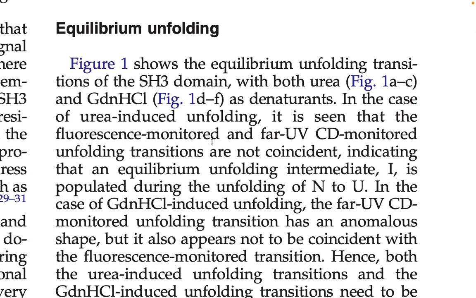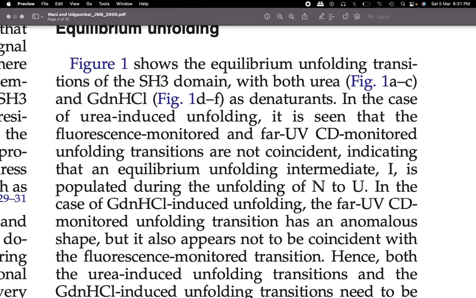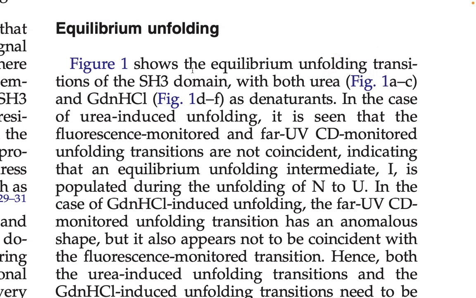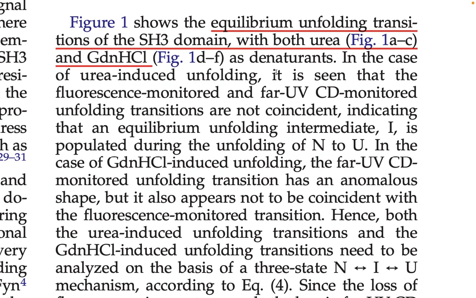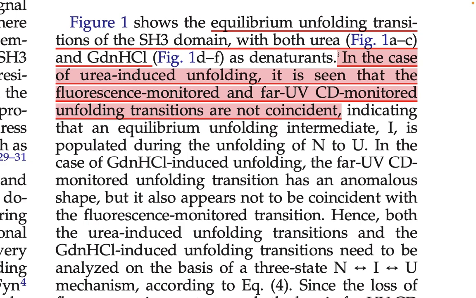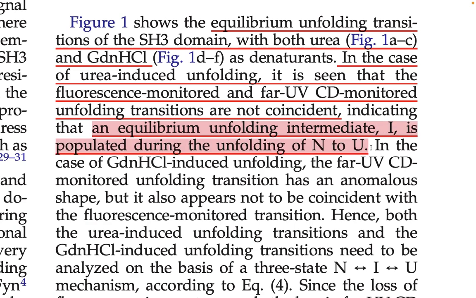Now, the first result is equilibrium unfolding. So, we will refer to figure number 1, which shows the equilibrium unfolding transition of the SH3 domain with both urea and guanidinium hydrochloride as denaturants. In the case of urea-induced unfolding, it is saying that the fluorescence-monitored and far-UV CD-monitored unfolding transitions do not coincide, indicating that an equilibrium unfolding intermediate is populated during the unfolding of N and U.